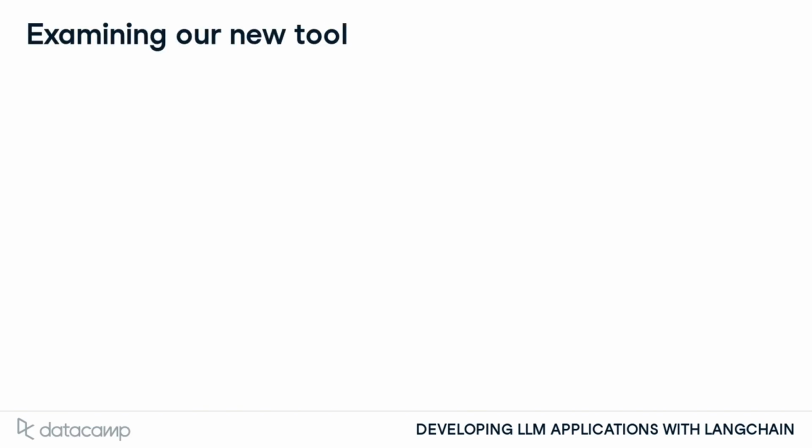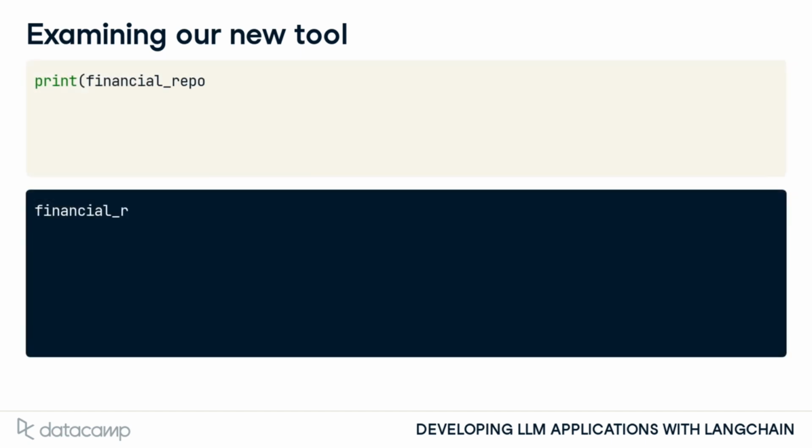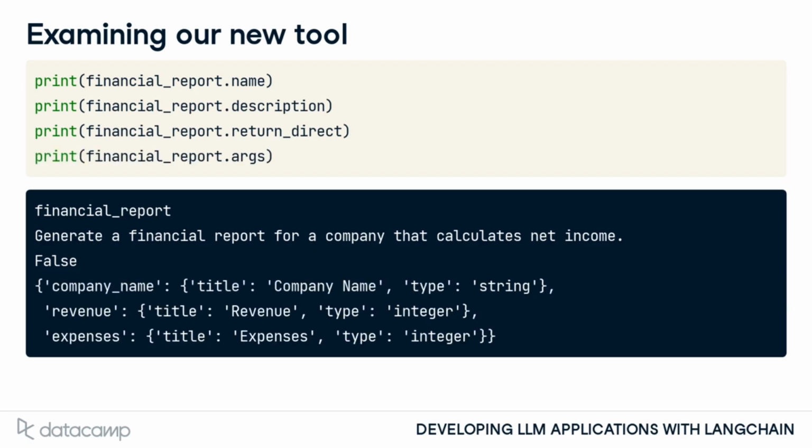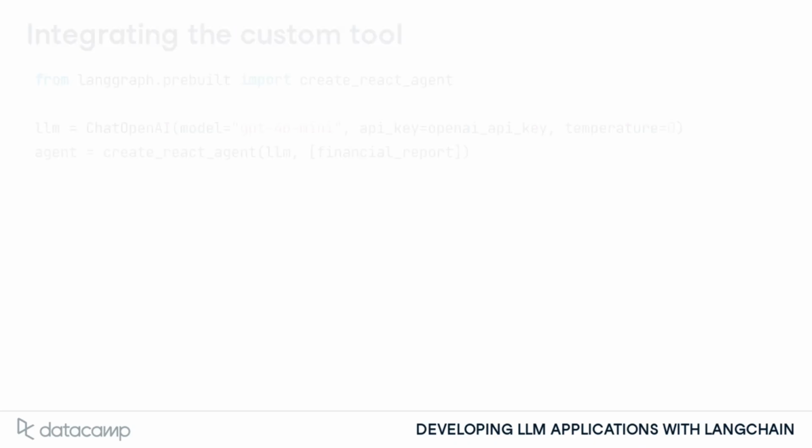Like with the built-in tool we were looking at, we can now examine the various attributes of our tool. These include its name, which is the function name by default, its description, which is the function's docstring, and return direct, which is set to false by default. We can also print the tool's arguments, which lay out the argument names and expected data types. Let's put our tool into action.